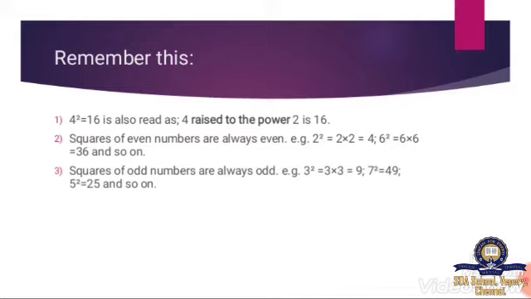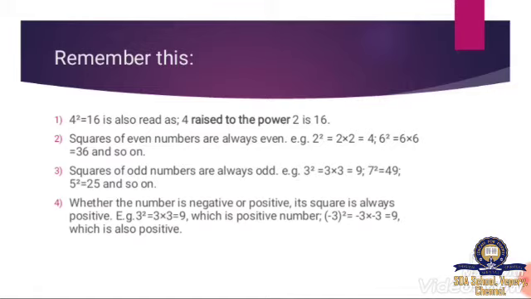Okay. The fourth thing is whether the number is negative or positive, its square is always positive. For example, 3 square is equal to 9, which is a positive number. Likewise, minus 3 square is also 9. So this answer is also positive.